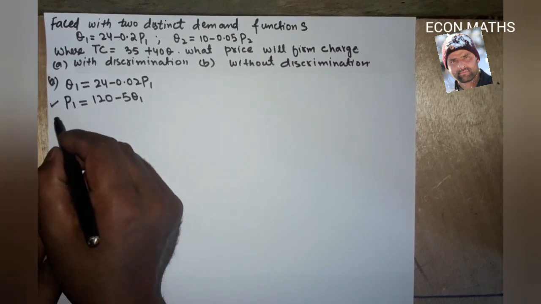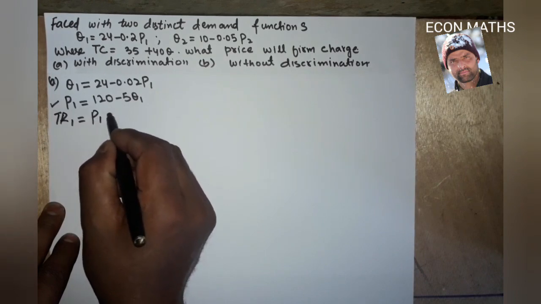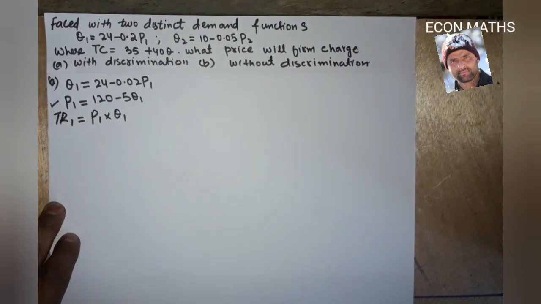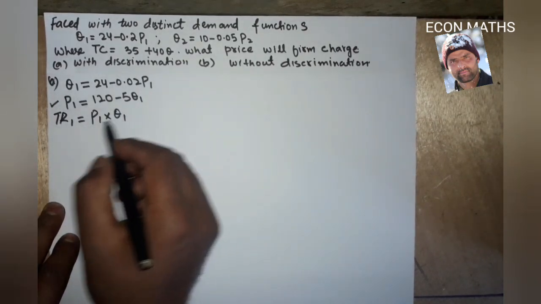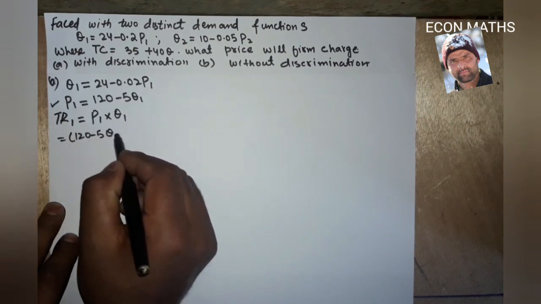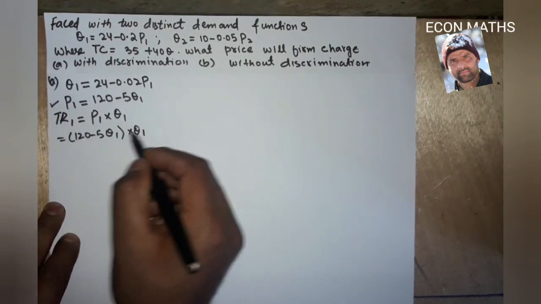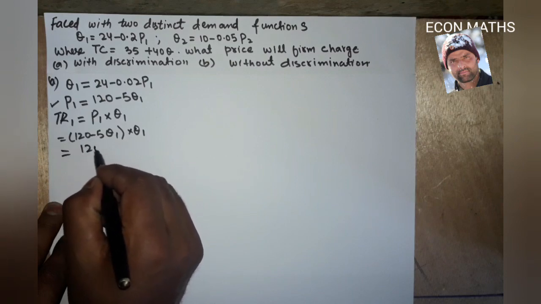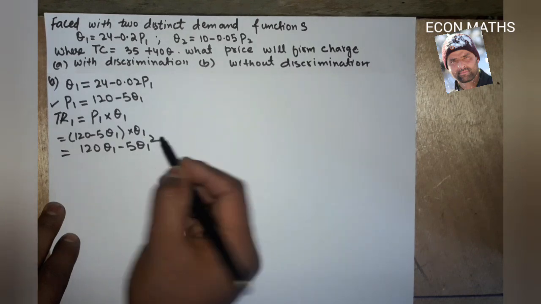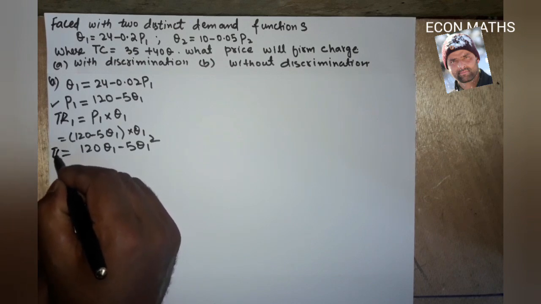Now, total revenue for the first market is equal to P1 into Q1. This is the formula for price into quantity, which gives us the total revenue. So this is equal to 120 minus 5 Q1 into Q1. So this will equal 120 Q1 minus 5 Q1 square. This is our total revenue for the first market.